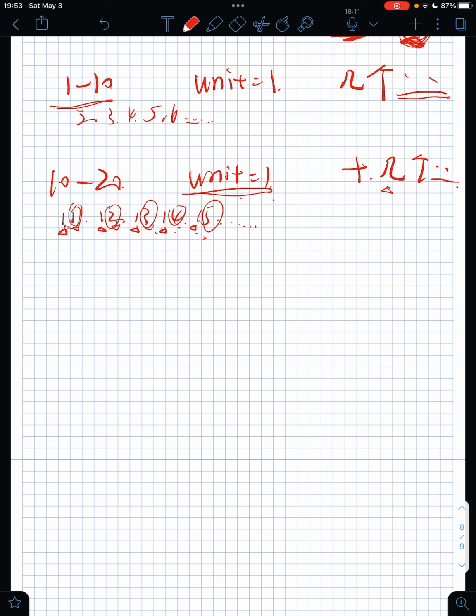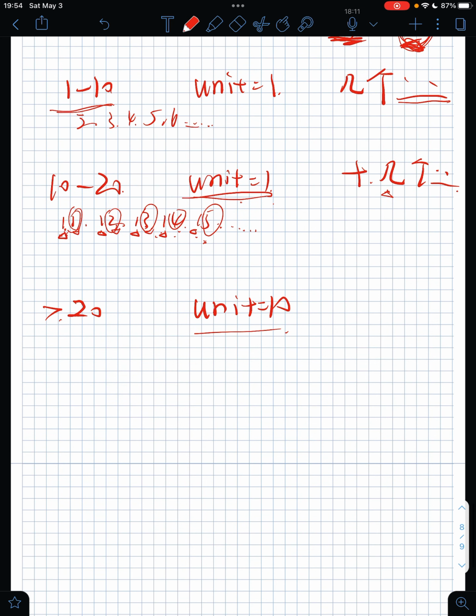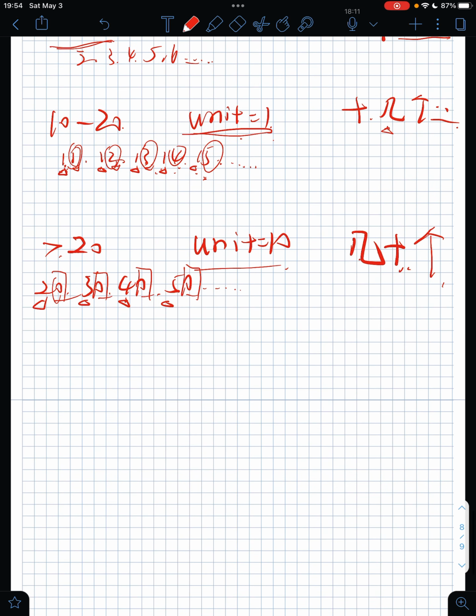Okay, and now let's go beyond the 20. So in this case, there's a rule here, still using 几, but the unit started to become 10. What do I mean by 10? So performing on the digit of 10 here. I mean 20, 30, 40, 50, and so on and so forth. And all of these, because here, this is unchanged. So we put 10 here. And now this part is changing. So I'm approximating it. I say 几十个. Clear right now?